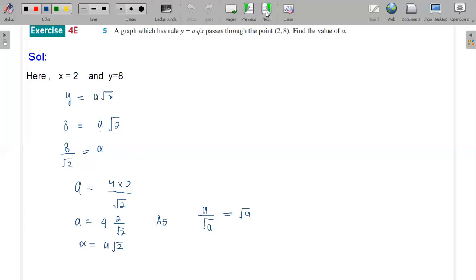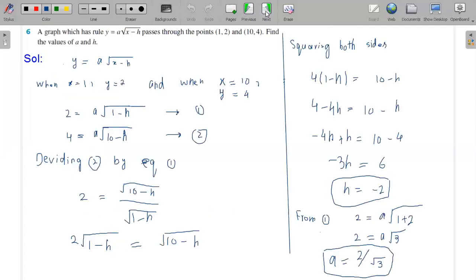You got it? Then again, there was a question number 6. A graph has the rule y equals a square root of x minus h. This passes through these 2 points. So find the value of h. We have to find two values, and here we also have 2 points. So simply we will put these 2 points in the given equation, and we will get two equations here.